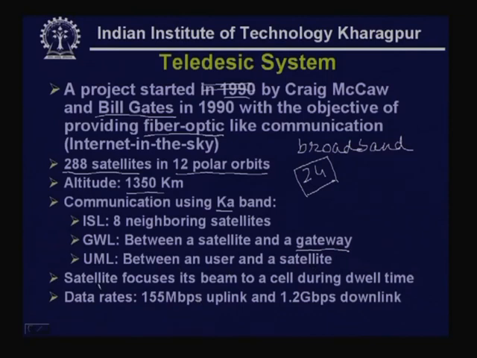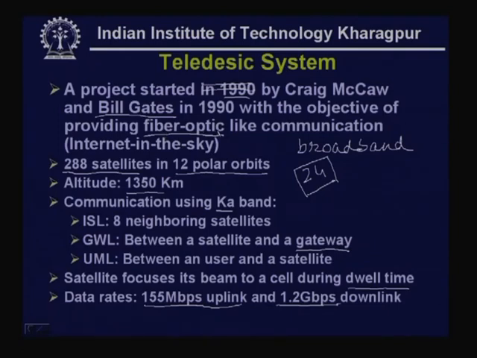And as we have already discussed, a satellite focuses its beam to a cell during a dwell time, and it allows data rates of the order of 155 megabits per second for uplink and 1.2 gigabits per second downlink. I think such a high data rate is quite sufficient for any type of communication, both voice, video and data, and that is why we are saying that the Teledesic system is being developed to provide fiber optic like communication, but it has the potential to cover the entire earth with 288 satellites.